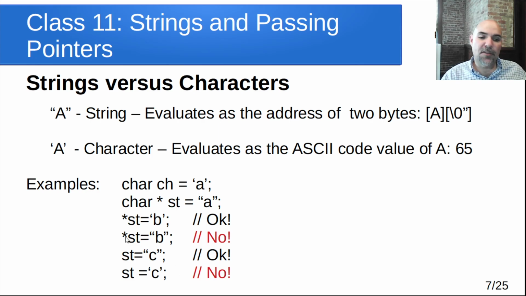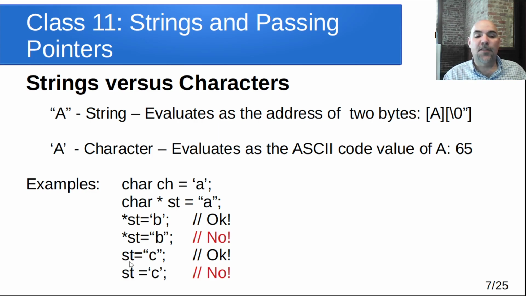But trying to do this, if I say the thing pointed to by ST, that's a character pointer. So what's that pointing to? That's pointing to a character. So we're trying to set an address, because that's double quotes, into a thing that's designed to hold a single byte. And that address is not going to fit. This is not going to work. It's not going to compile.